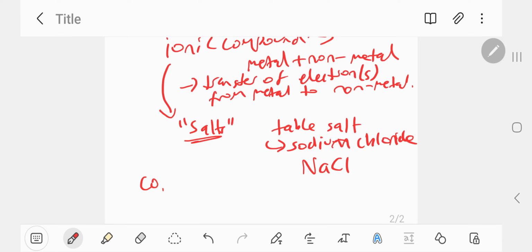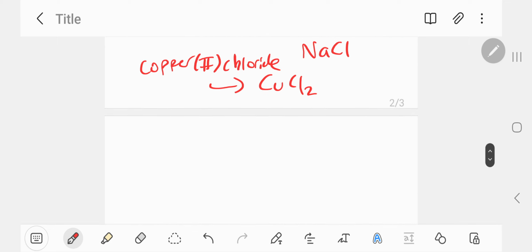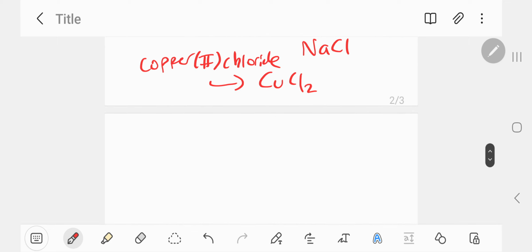There's also things like copper chloride. I'm going to write copper 2 here. That's just CuCl2, I should say. This brings me into writing chemical formulae involving valencies.